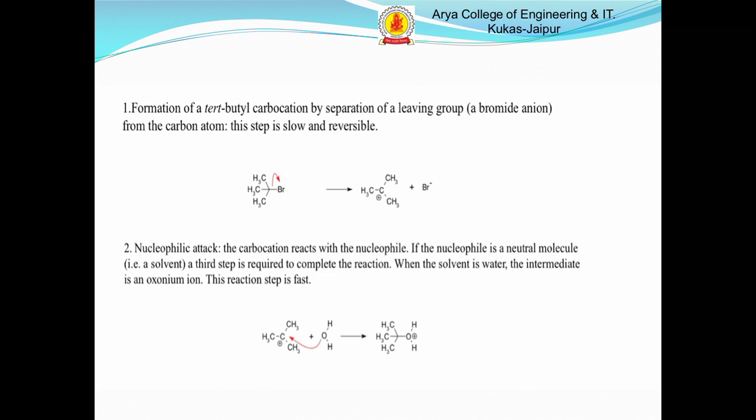SN1 reactions can have three steps. First step, formation of carbocation. Carbocation is formed in the first step. Second step, nucleophile attack. The carbocation reacts with a nucleophile and forms a neutral molecule. The third step is required to complete the reaction when the solvent is water and the intermediate is an oxonium ion. This reaction is fast.